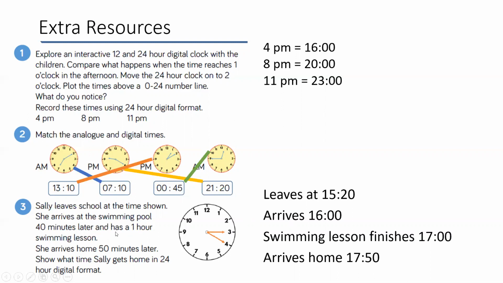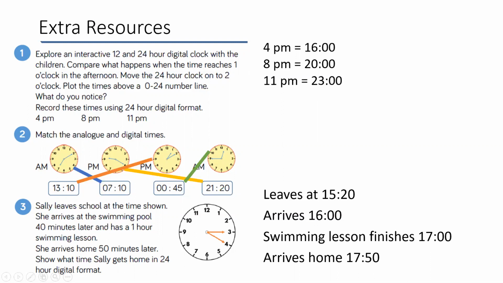She arrives at the swimming pool 40 minutes later. So I've got 20 minutes here, add 40, well that makes a complete hour. So she arrives at the swimming pool at 4 o'clock and has a 1-hour swimming lesson. So from 4 o'clock, add 1 hour, so it's 16, go up 1 hour is 1700.